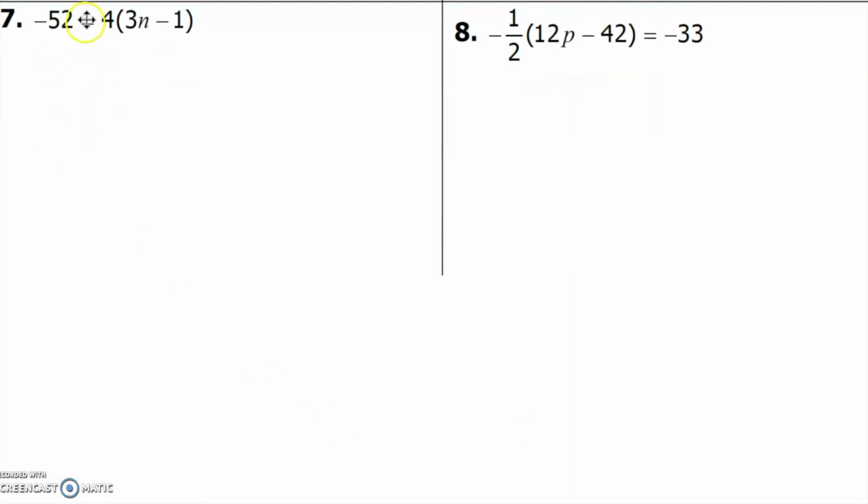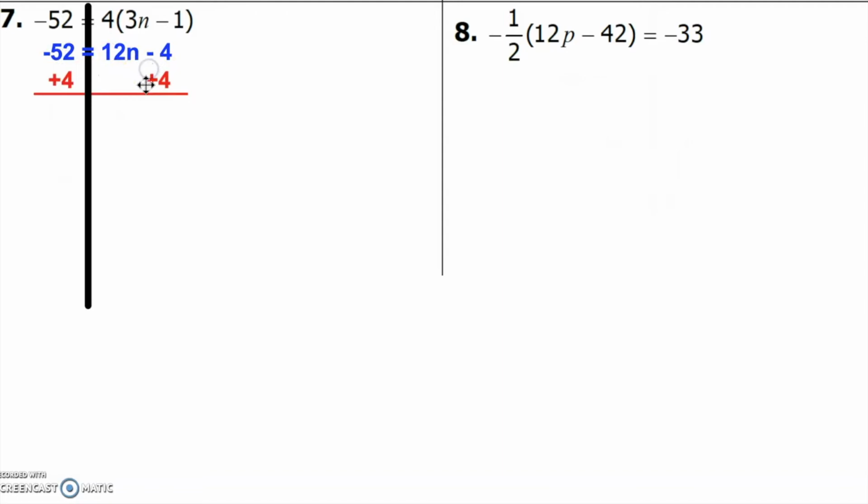On number 7, notice I can distribute the 4. The 4 is going to multiply by 3n and negative 1. I bring down the negative 52. 4 times 3n becomes 12n. 4 times negative 1 becomes negative 4.